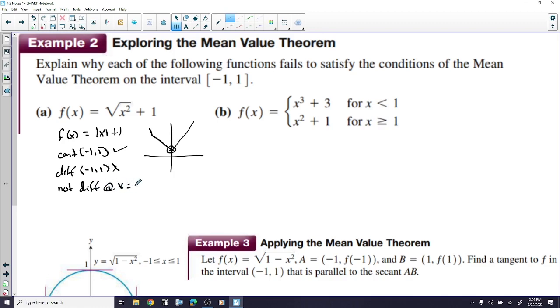So no, not differentiable at x equals 0. What about this piecewise function? Let's plug 1 in here, and we get the point 1, 4. And if we plug 1 here, we get 1, 3. So this is not continuous on negative 1 to 1. It fails at an endpoint. It's not continuous at 1.